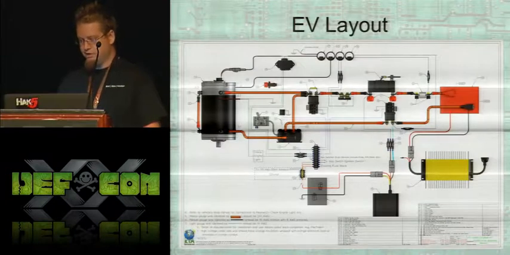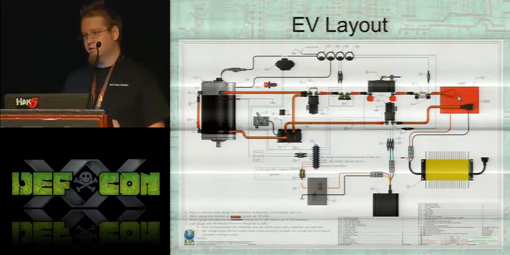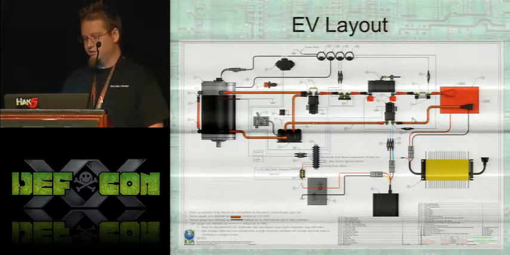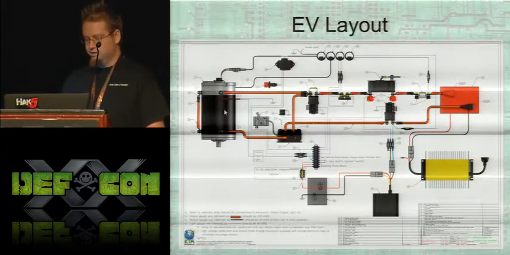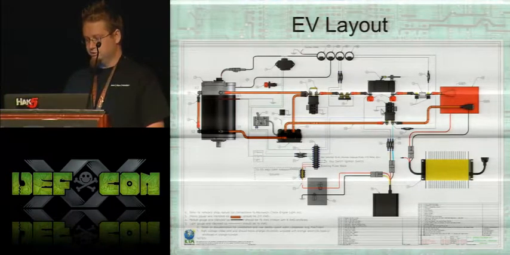Here's the EV layout. You've got your traction battery pack, which is what you call the battery that really moves the vehicle. You also have a 12-volt accessory battery. And then you've got your motor. You have a motor controller, throttle, a bunch of fuses all over the place just for safety, and a charger.